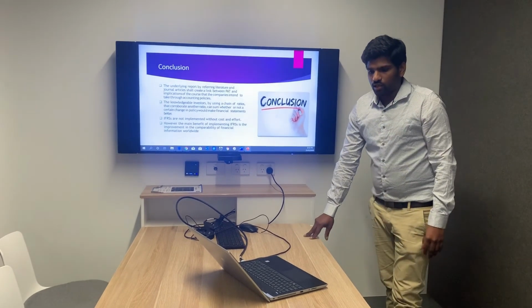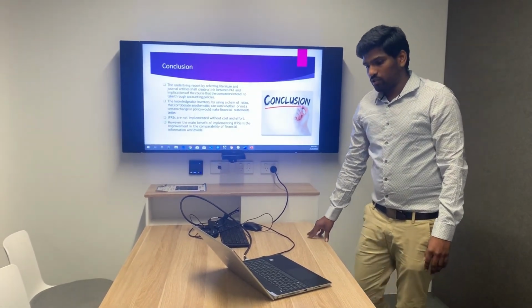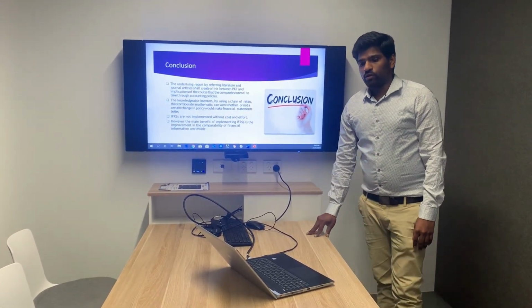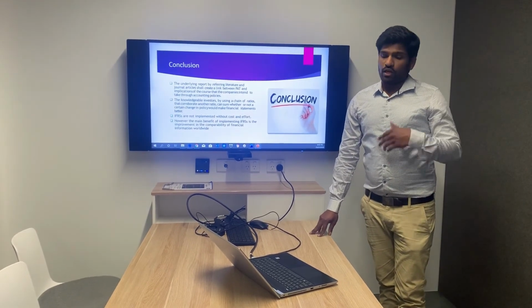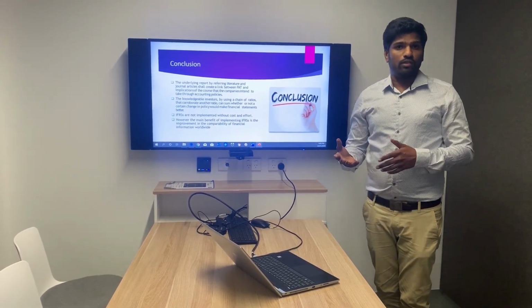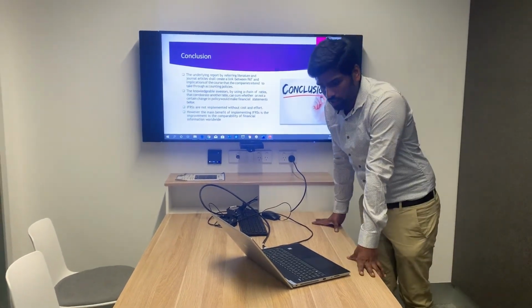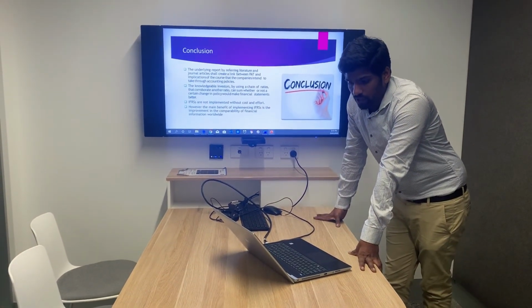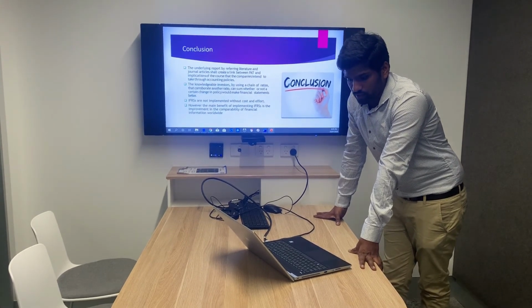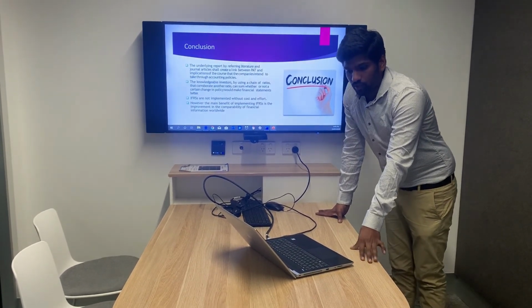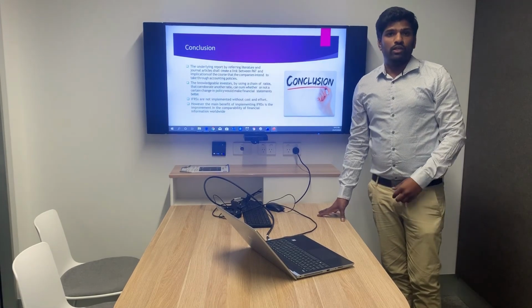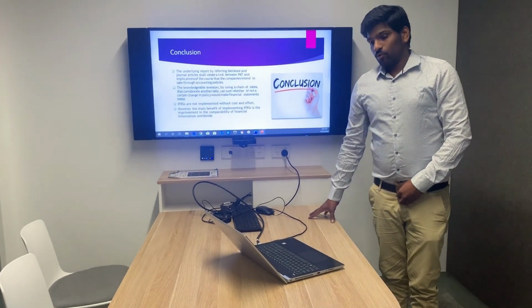And IFRS are not implemented without cost and effort. If we put in more effort, we could incur more cost, then we will get good standard accounting IFRS. However, the main benefit of implementing IFRS is the improvement in the comparability of financial information worldwide. That's what I would like to conclude.